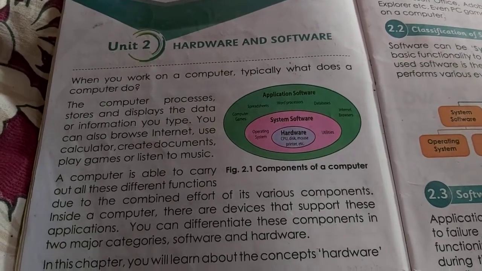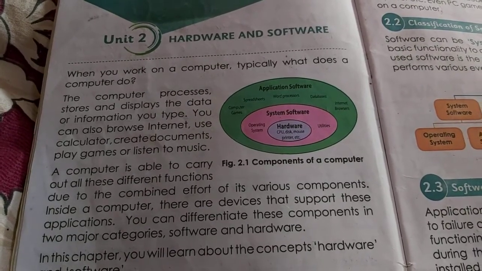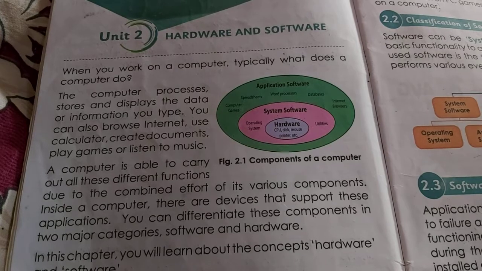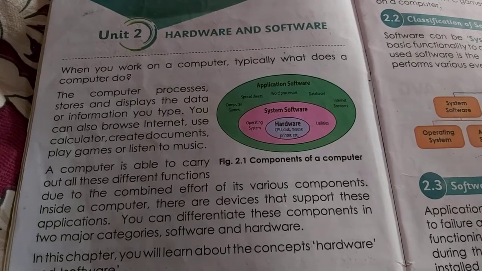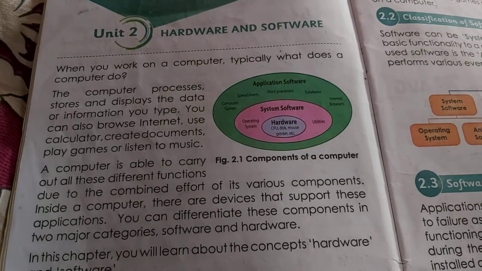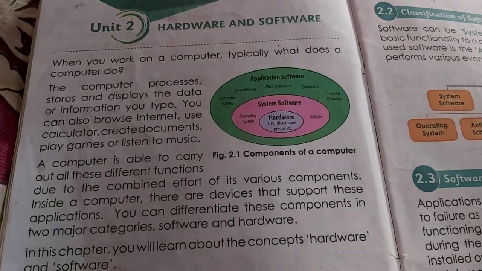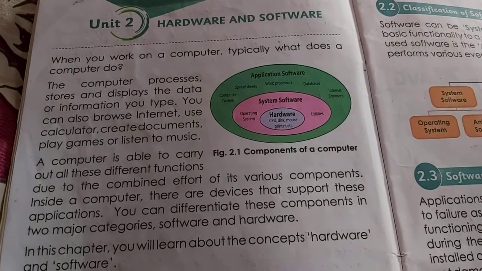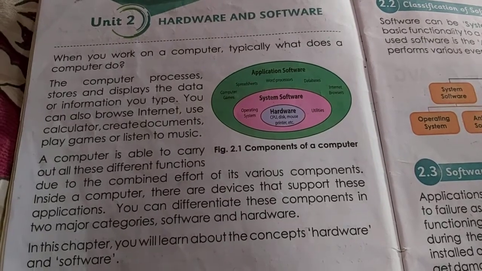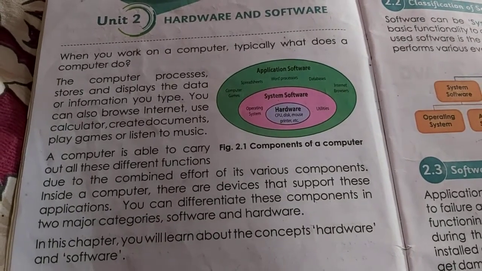A computer is able to carry out all these different functions due to the combined efforts of its various components. There are devices inside a computer that support these applications. You can differentiate these components into major categories: software and hardware.